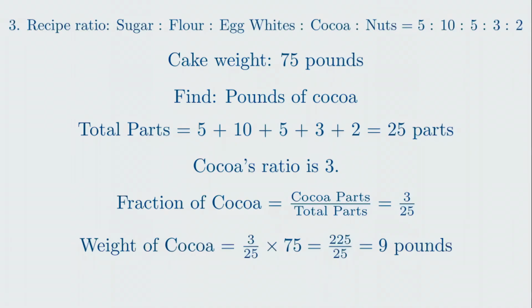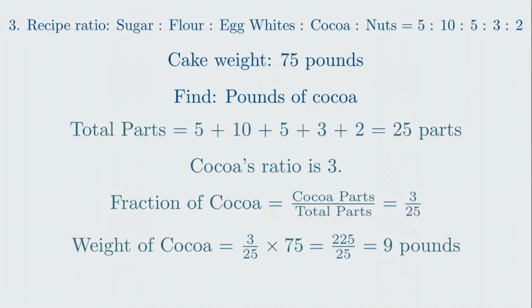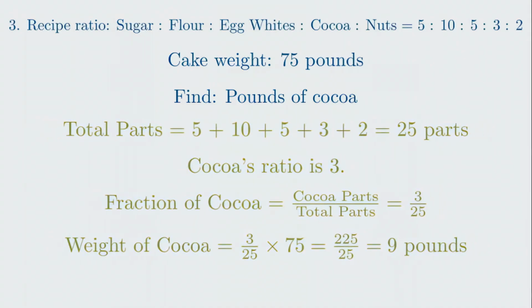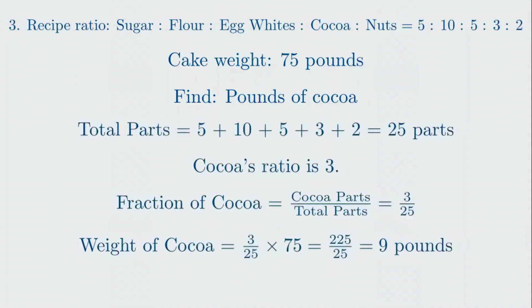This is option C. To quickly review the process, we first found the total number of ratio parts, then identified the parts corresponding to the item we needed, which allowed us to form a fraction. We multiplied this fraction by the total quantity to get our final answer.